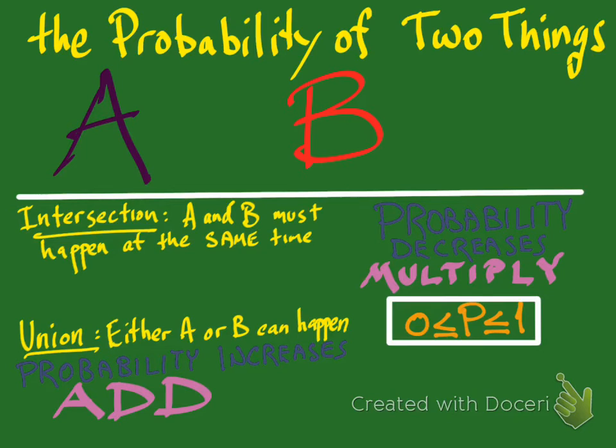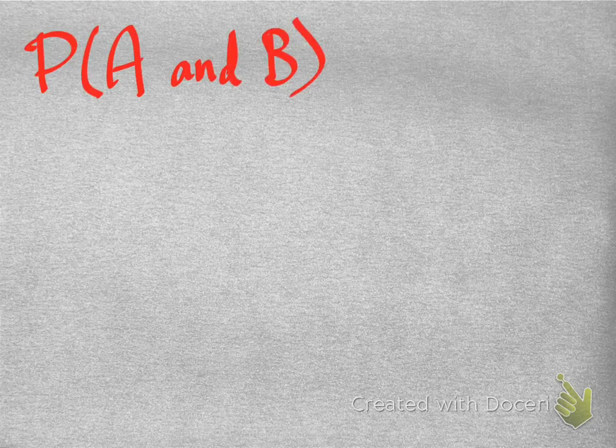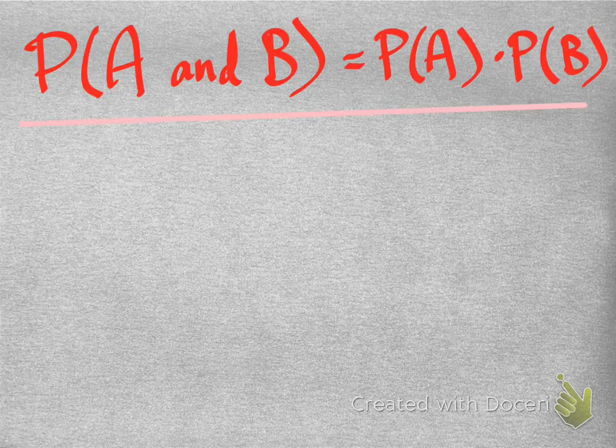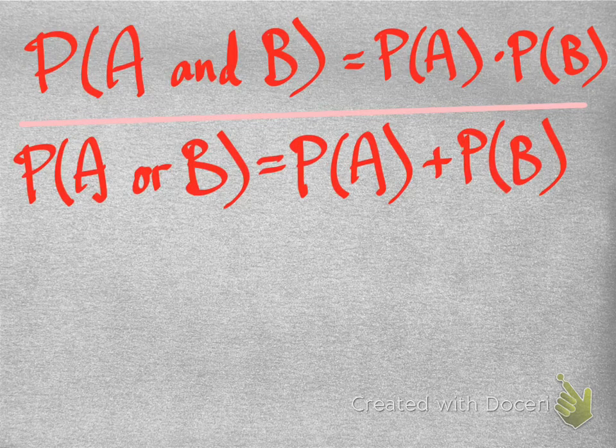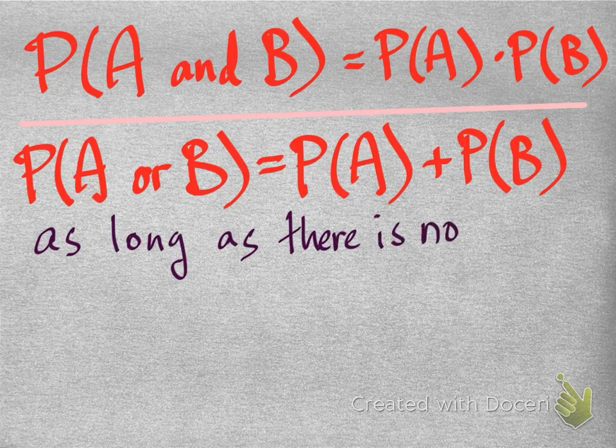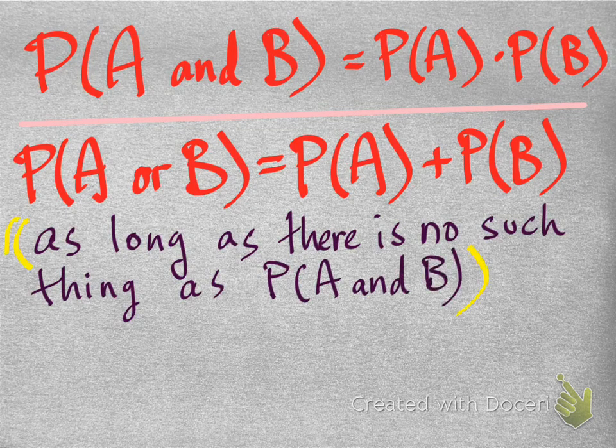So I've almost said what the rule here is. This intersection rule, the probability of A and B, is simply the product of the probabilities of A and B. So the probability of A times the probability of B, that's how you figure out the probability of A and B, the intersection. On the other hand, to find the probability of A or B, all you have to do is add them together. Now, there is one little problem with adding them together, and that happens in certain situations. This rule that you see on the screen is true in every case as long as there is no such thing as the probability of A and B.